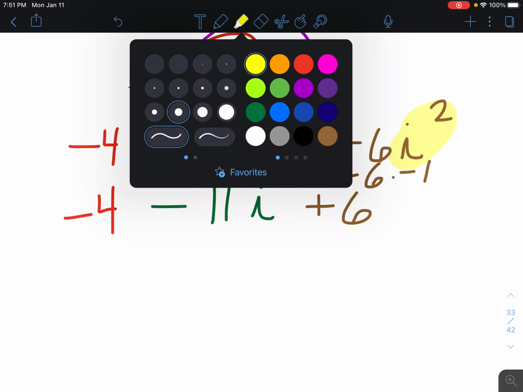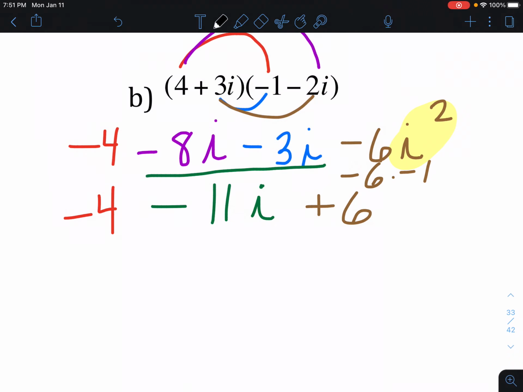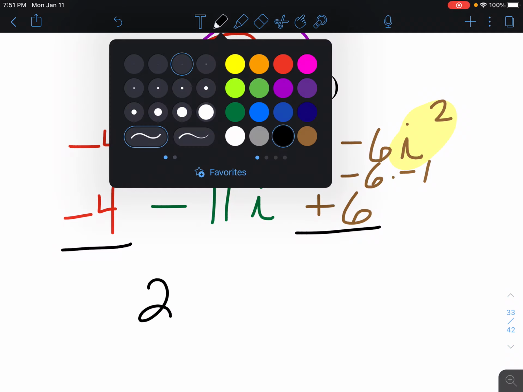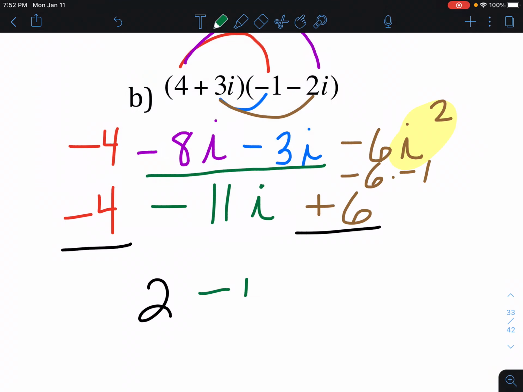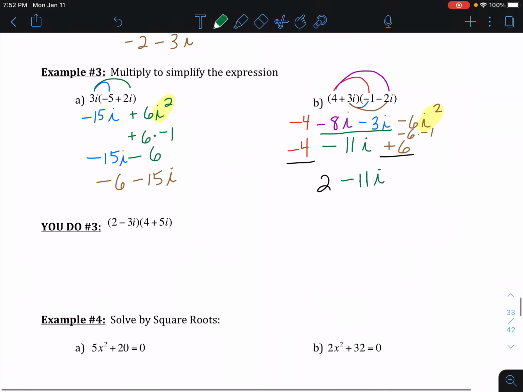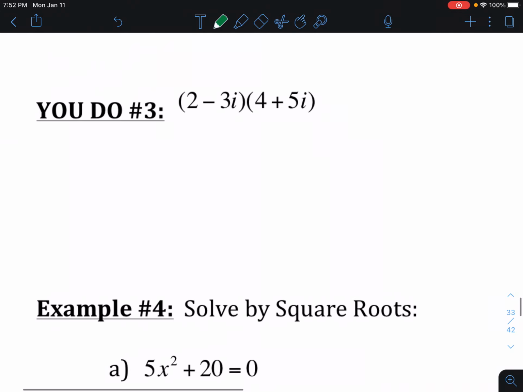If we look, let's do black. These 2 can add together now. Negative 4 plus 6 would be 2. And then bring down your minus 11i. Okay, so we FOILed, we multiplied our 4 times, and then we combined like terms, also considering the i squared, remember, is negative 1.